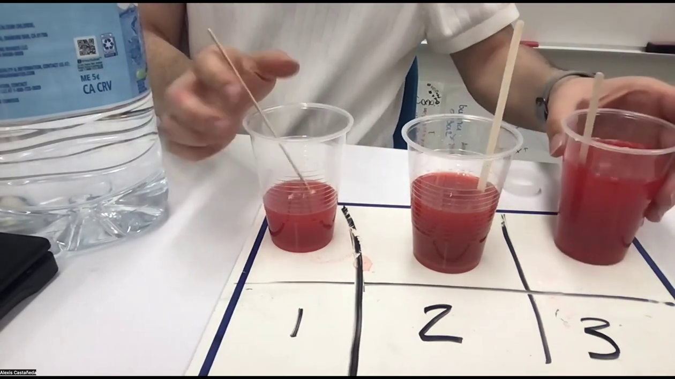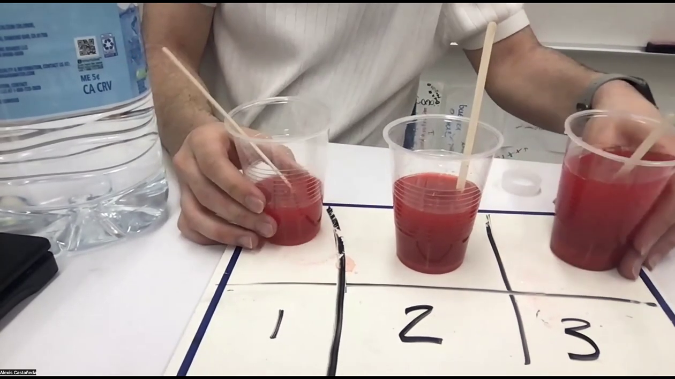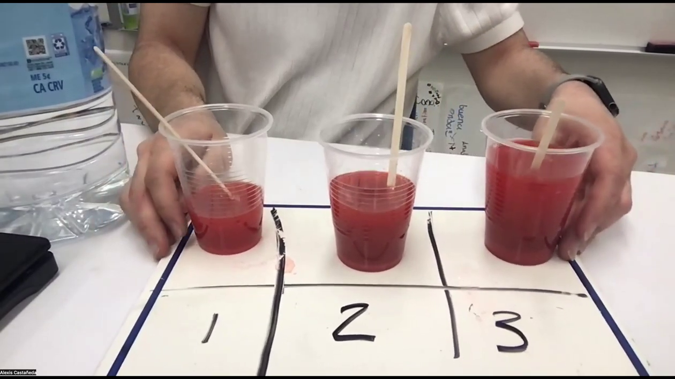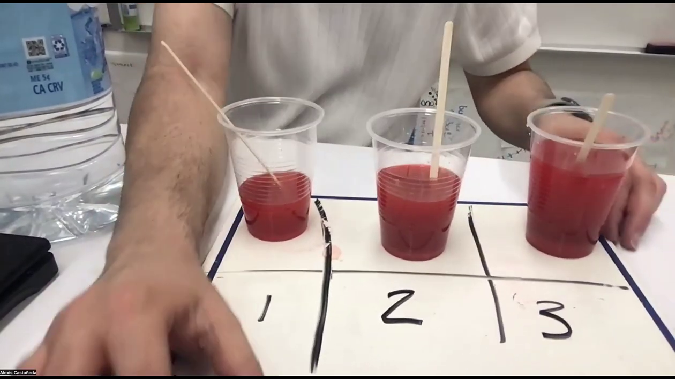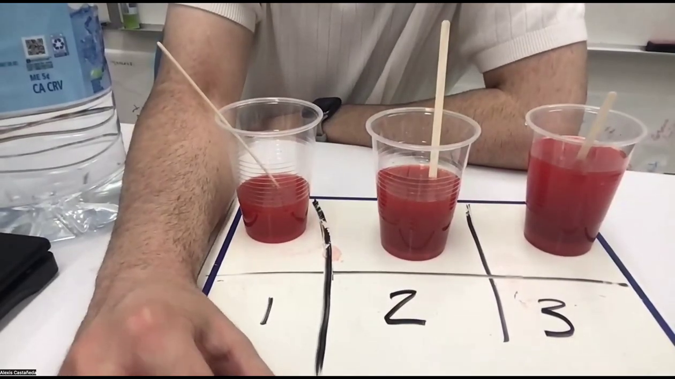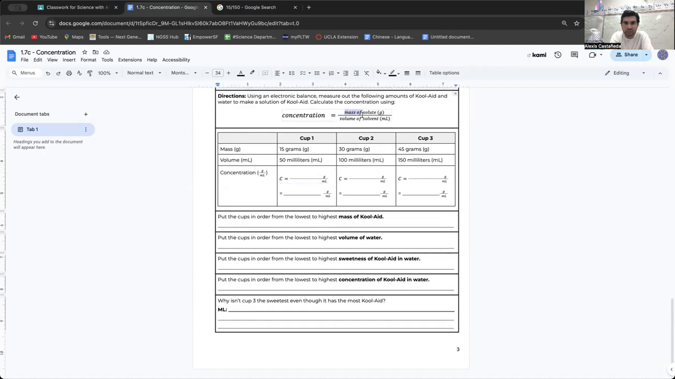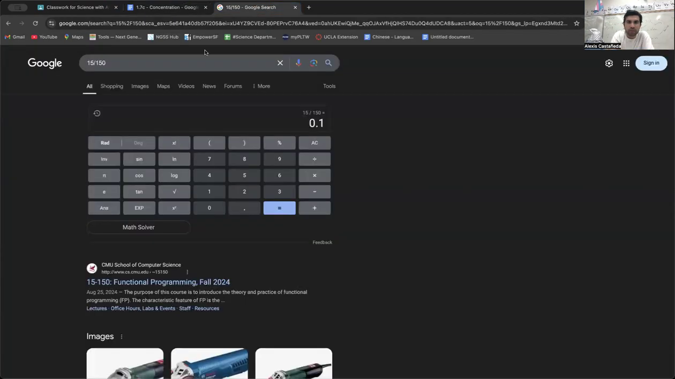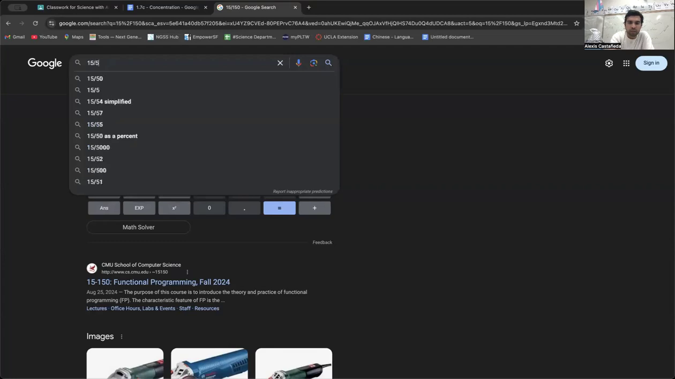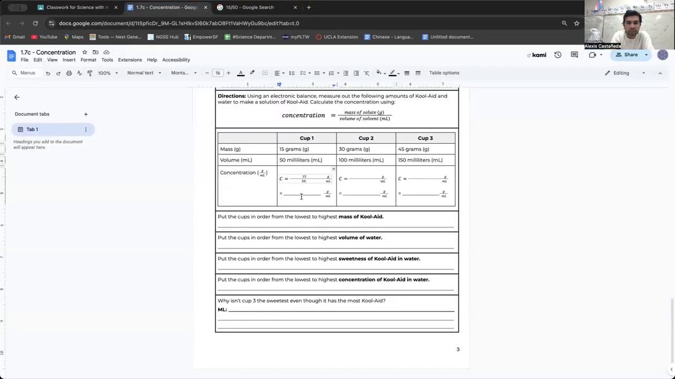All right. So if we look at these closer, it's actually quite difficult to tell which one is the most red. So the color isn't really going to help us. So what we're going to do is look more at the calculations. For the first one, it says that we have 15 grams in 50 milliliters. If we want to calculate the concentration, it's the mass of the solute divided by the volume of the solvent. So we'll have 15 grams divided by 50 milliliters. 15 divided by 50, we get 0.3. The concentration is 0.3.